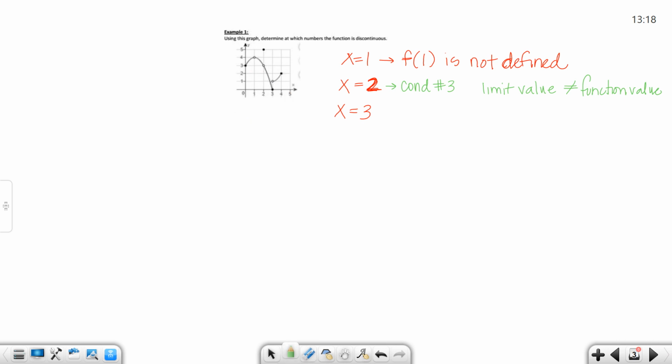So then we come across to x equals 3. And that also has a hole in the graph. But what I notice about x equals 3 is that if I approach 3 from the left, y goes to 0. And if I approach 3 from the right, y goes to 1. So what I know about that one is that the limit does not exist. So it fails condition number 2. Now, since the limit doesn't exist, that also means the limit doesn't equal the function value, but all it takes is one failed condition, and that lets you know it's discontinuous at that point.